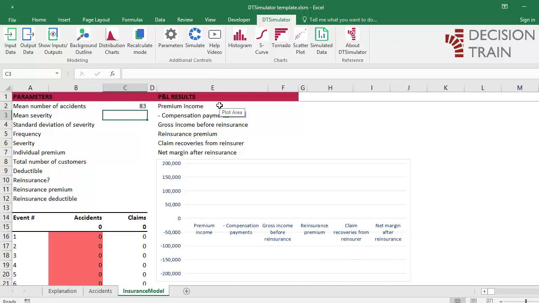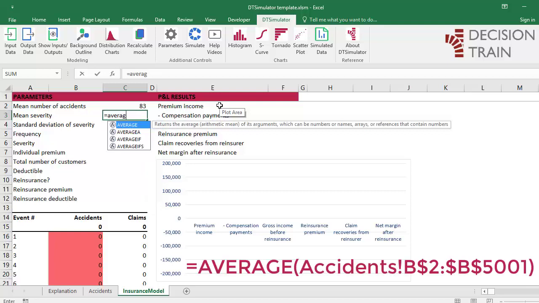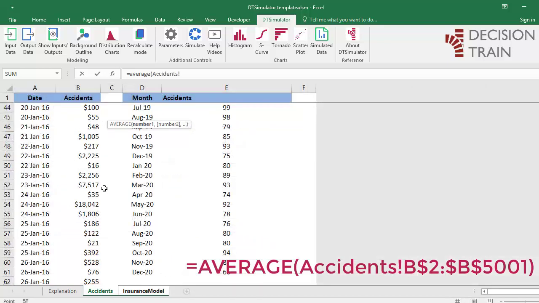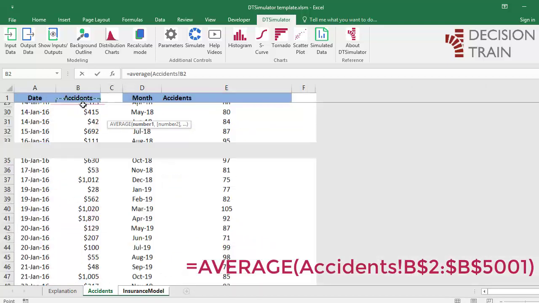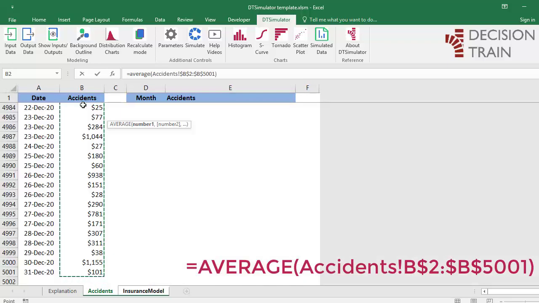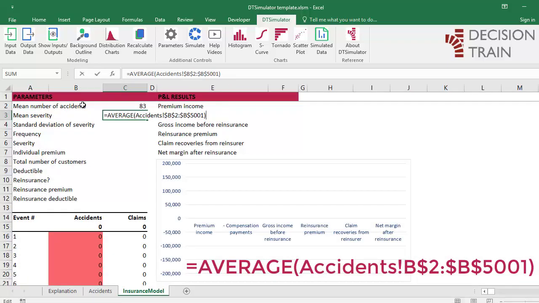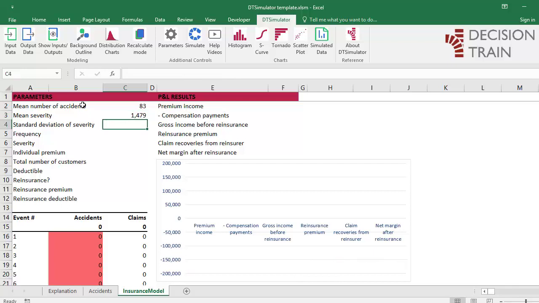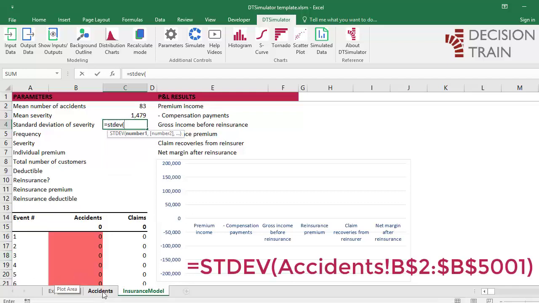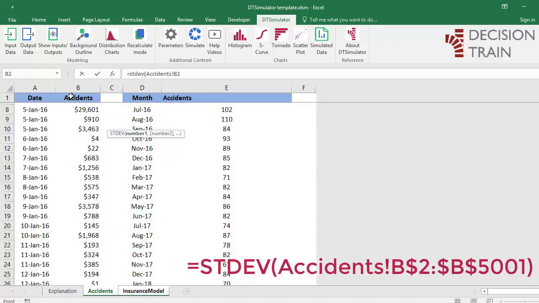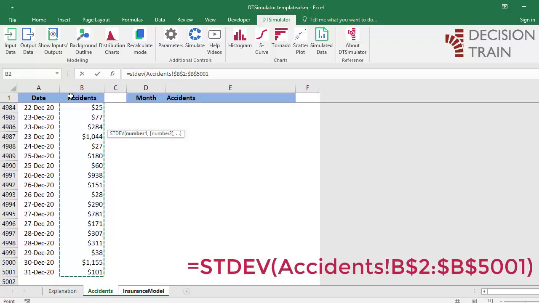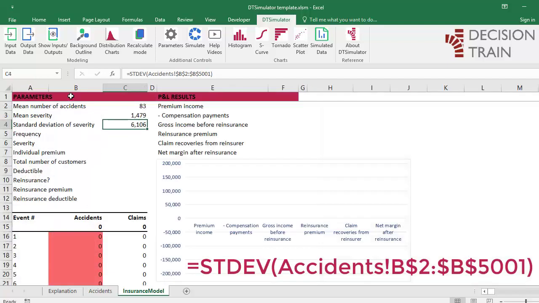5. On cell C3, calculate with the Excel formula equals AVERAGE, open parenthesis, accidents B2 through B5001, fixed range, close parenthesis, the mean severity of accidents. 6. On cell C4, calculate with the Excel formula equals STDEV, open parenthesis, accidents B2 through B5001, fixed, close parenthesis, the standard deviation of accidents.